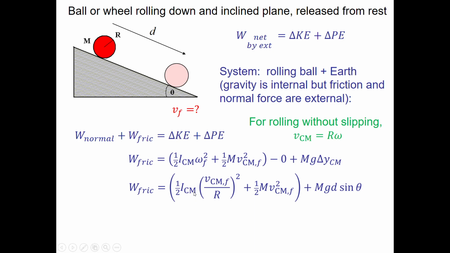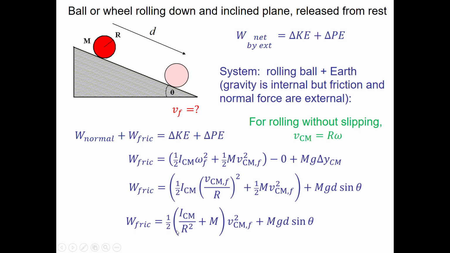All of these are details that we can figure out. We want to solve for v center of mass final. That was what we were trying to figure out here. And if I square out this term, I'll have v center of mass final squared divided by r squared. And I have a common factor of v center of mass final squared, which can be factored out of here.